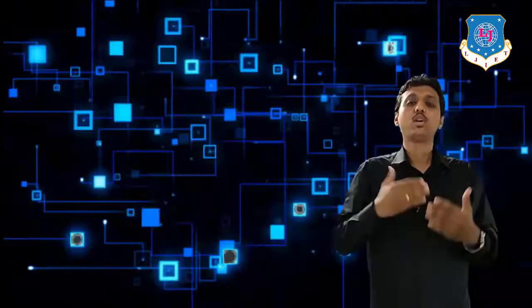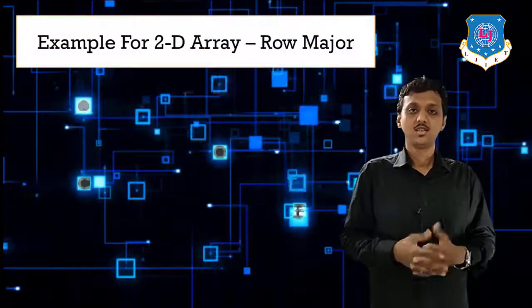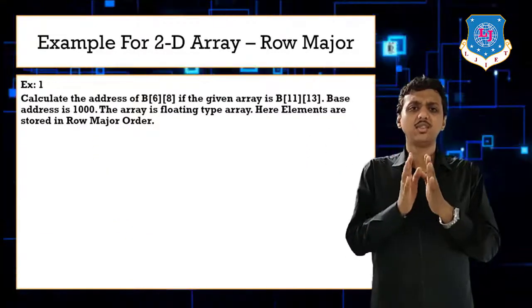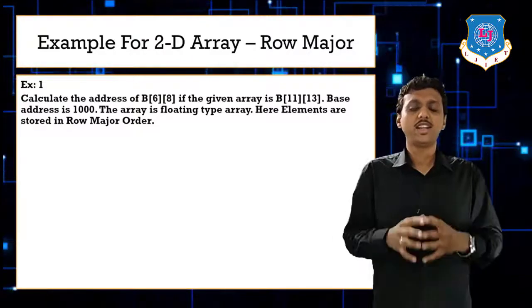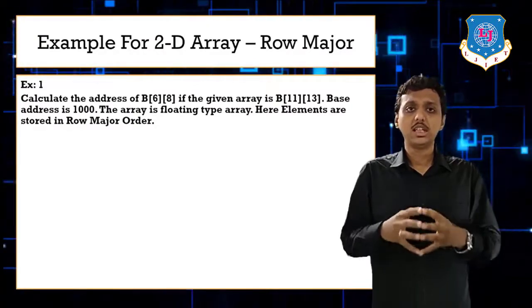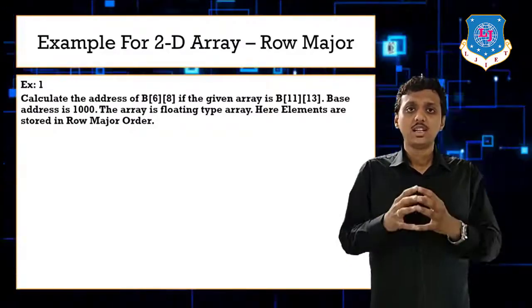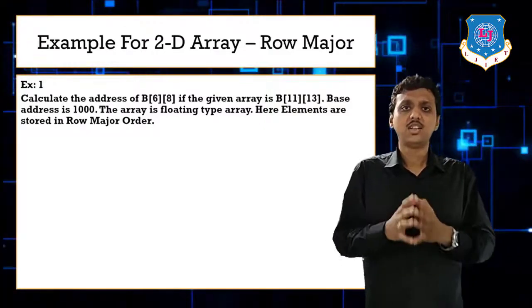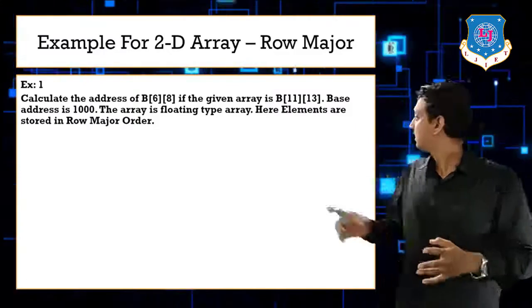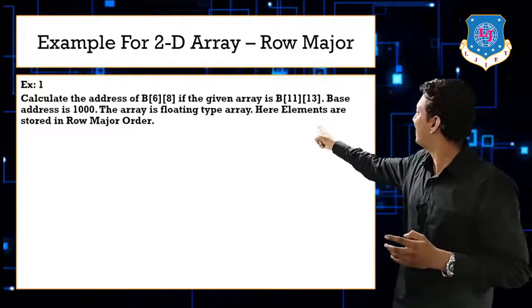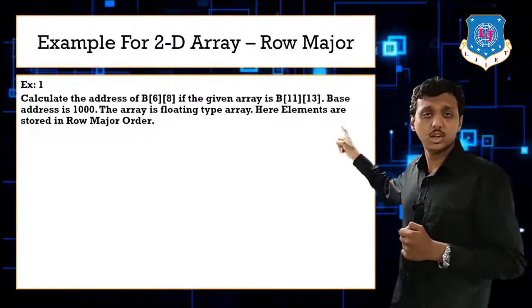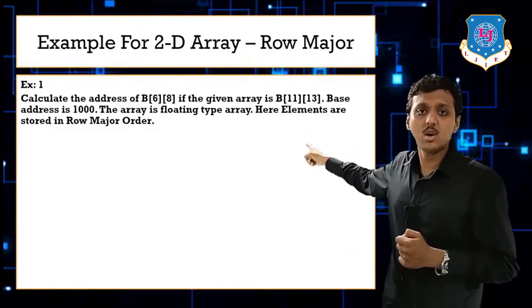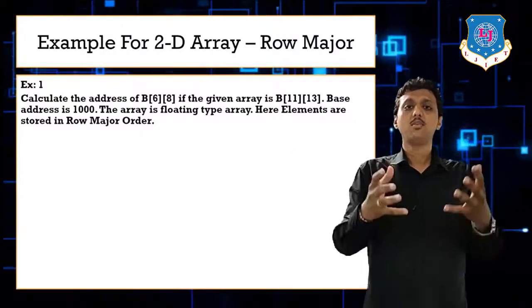Now let's move forward to the examples. So here the first example is, just read the problem very carefully. The example is: calculate the address of B of 6, 8 if the given array is B of 11, 13. So here the array is B of 11, 13. We need to calculate the address of B of 6, 8 where the base address is 1000. Fine. So students, here we have base address 1000.